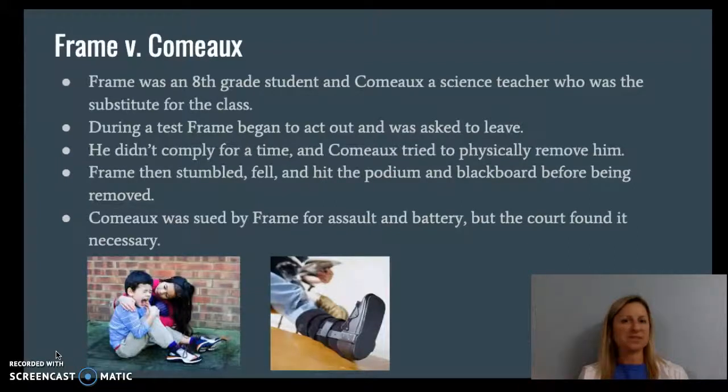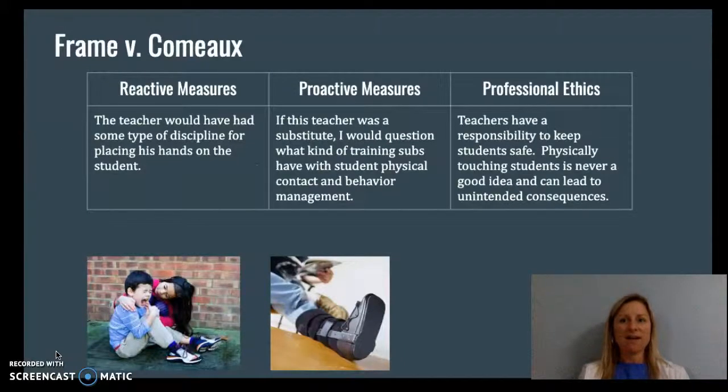So I thought that was really interesting because that's not what I would have thought would have happened in that situation. I think that in my school district, the teacher would have had some type of discipline for placing his hands on a student, because that's pretty well known that we are not to do that to students.